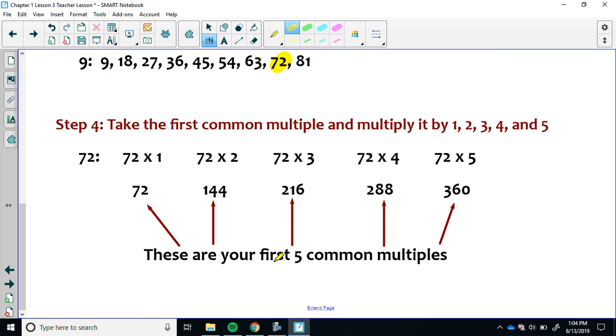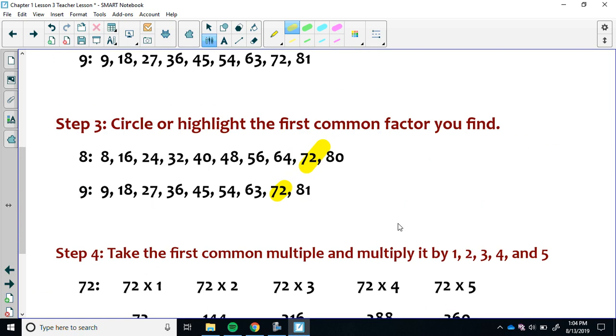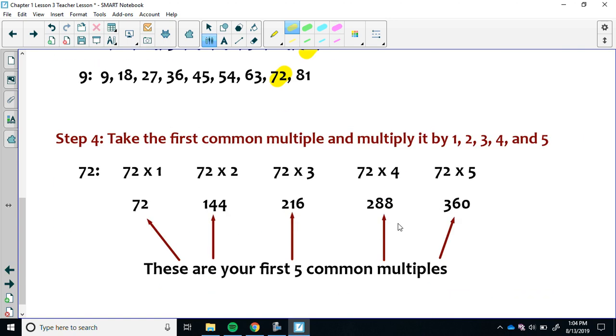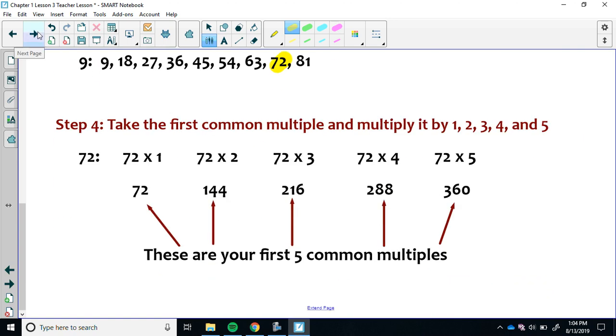And then we're going to take 72 and multiply it by 1, 72 times 2, 72 times 3, 72 times 4, 72 times 5. So our first 5 common multiples are 72, 144, 216, 288, and 360. So there's a little bit of work involved in completing that problem. Don't worry, we'll practice that in class.